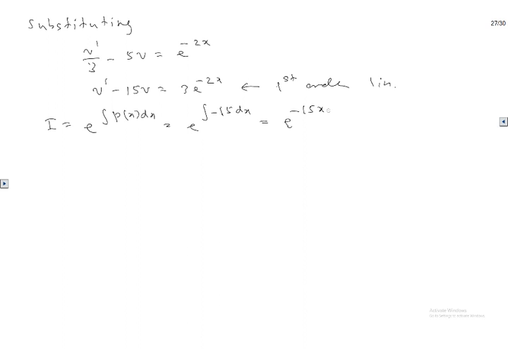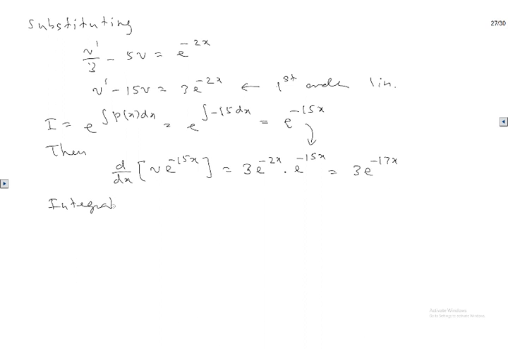So we're going to multiply the whole equation by that. So then we have your equation as d over dx. You first multiply by that, so we can write this one as now v e to the negative 15x, and then this side is 3e to the negative 2x times e to the negative 15x. Okay, good. So you can simplify this one, so this is 3e to the negative 17x. Oh, sorry. We can integrate. Okay, so we can integrate.